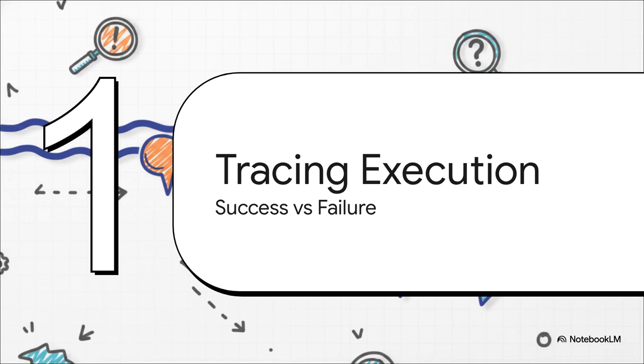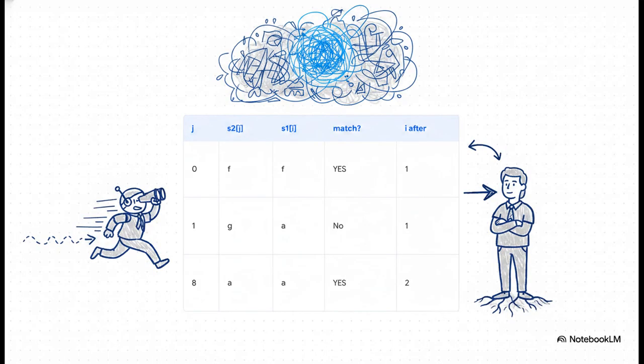Okay, part 4, tracing success and failure. Reading code is great and all, but tracing it proves it actually works. Let's trace a real success story. Say we're searching for the word "faya" hidden inside a huge jumble of letters.